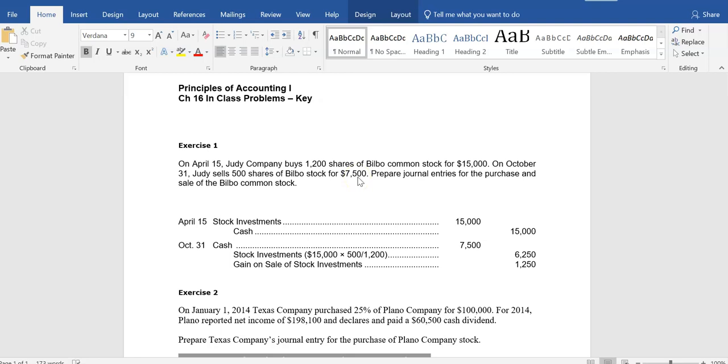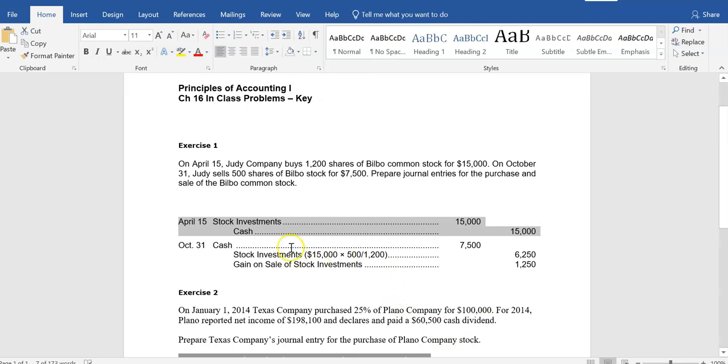We are going to prepare the journal entries for the purchase and sale of that investment or part of the investment. On April 15th, when Judy Company buys 1,200 shares of the stock for $15,000, they record it as an asset investment. So on April 15th, they would debit stock investments and credit cash. Essentially, what that does is record the investment at the price paid or the cost of the investment.